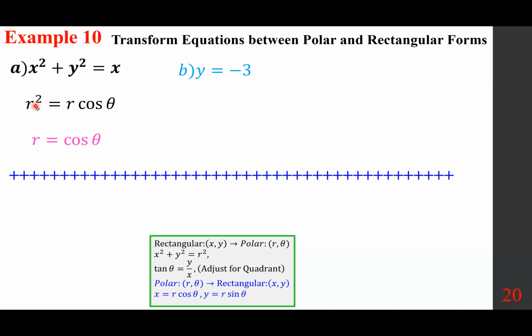Y equals negative 3. There's really not much you have to do. Y, replace it with r sine theta and you're done. R equals sine theta plus 1.